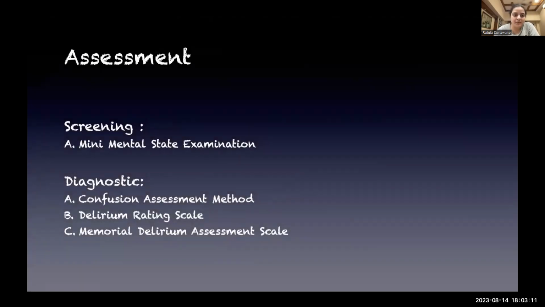Then coming to assessment, the Mini Mental State Examination or Montreal Cognitive Assessment would be the screening tools. Diagnostic would be your CAM or Delirium Rating Scale or Memorial Delirium Assessment Scale. These are available freely on the net, so you can just print it out and have a look, and assess patients whenever required according to that chart.